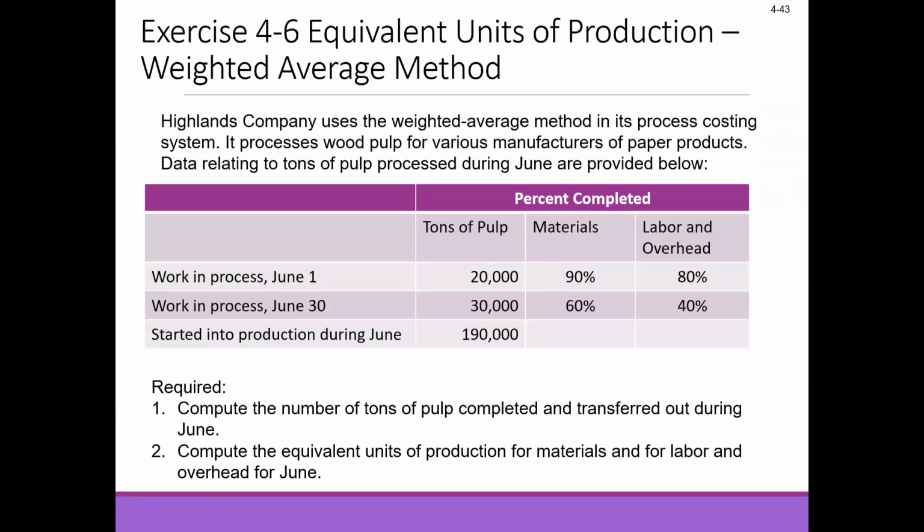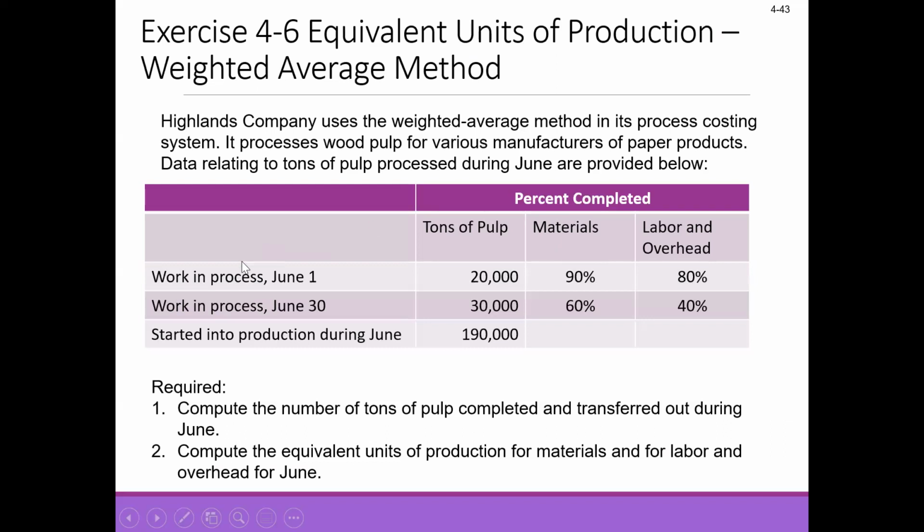So let's look at another problem. Highland's company uses the weighted average method in its process costing. It processes wood pulp for various manufacturers of paper products. Data relating to tons of pulp processed during June are provided below. So at the beginning of the month, it had 20,000 tons. It was 90% completed in regards to material, 80% completed in regards to labor and overhead.